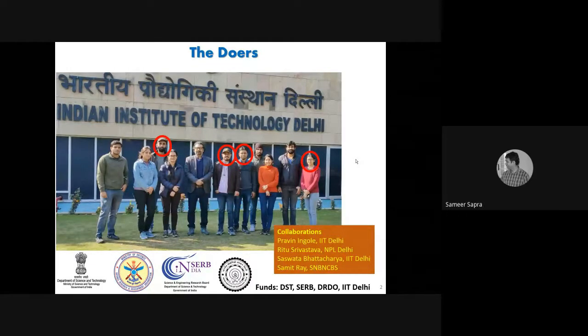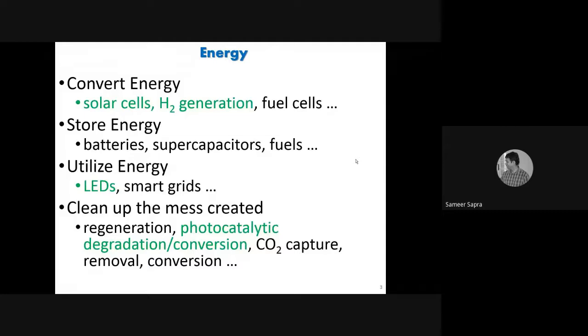All right, so coming back to my talk, most of the time that we spend, we keep thinking about energy: how to convert energy, be it solar cells, hydrogen generation, fuel cells; how to store energy; how to utilize this energy smartly so that you have minimum waste; and how to clean up the mess created, right? You need to do a lot of regeneration, photocatalytic degradation, conversion, carbon dioxide removal, and so on and so forth. So these things highlighted in the green are the kind of activities that go on in our lab. And I'll definitely pick up a few of them to show you some of these results.